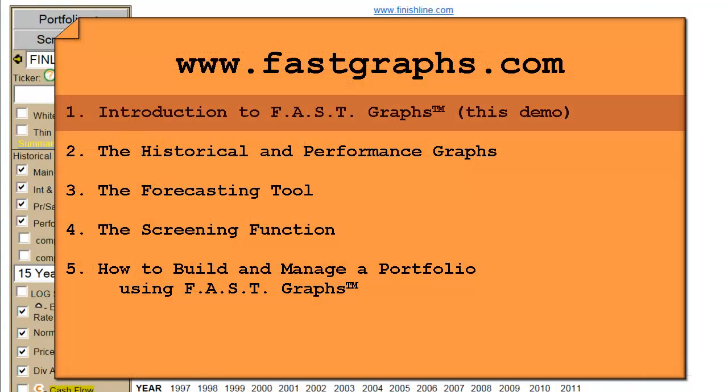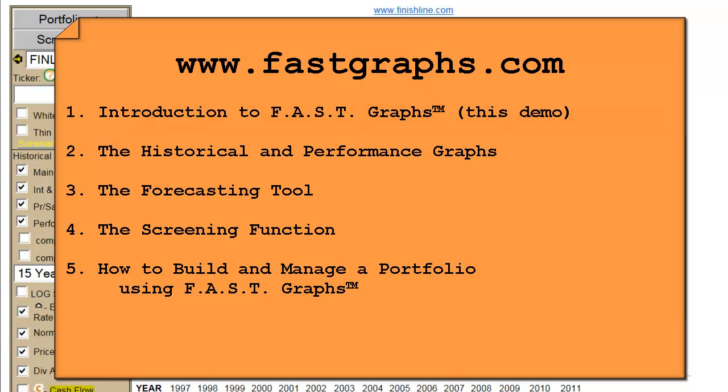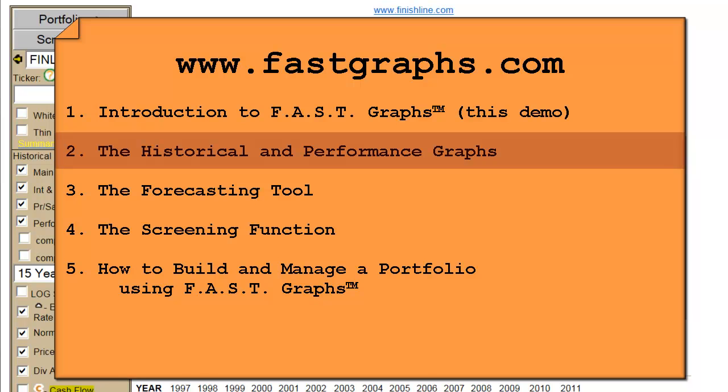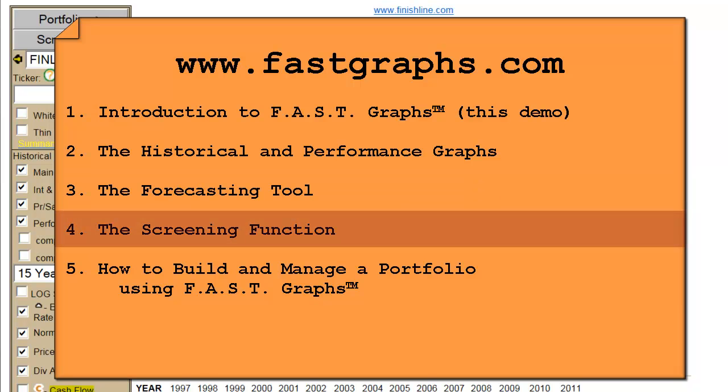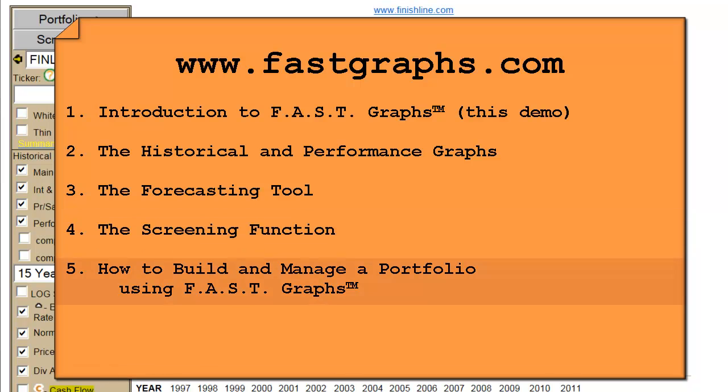This is the first in a series of demos that illustrate the enormous power and benefits of the F.A.S.T graph research tool. The next 4 demos will cover the basics of how to use the various F.A.S.T graphs components, to include Demo 2, the historical and performance graphs, Demo 3, the forecasting tool, Demo 4, the screening function, and Demo 5, how to build and manage a portfolio using F.A.S.T graphs.